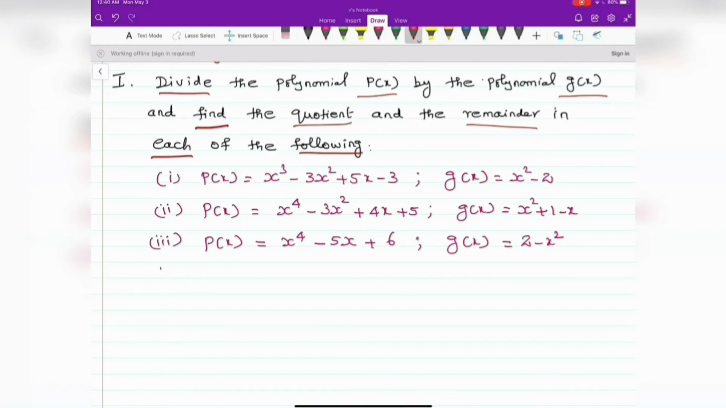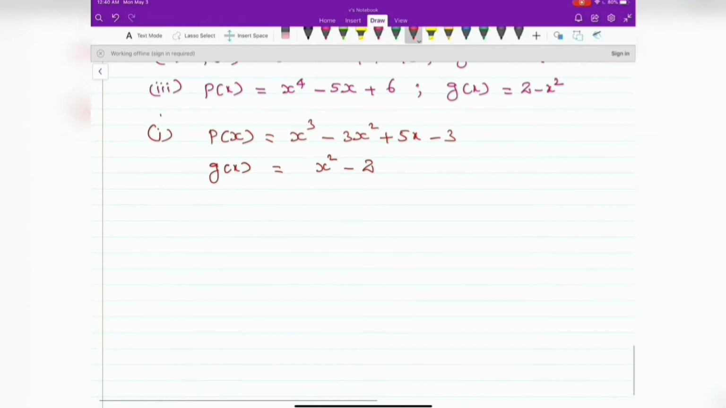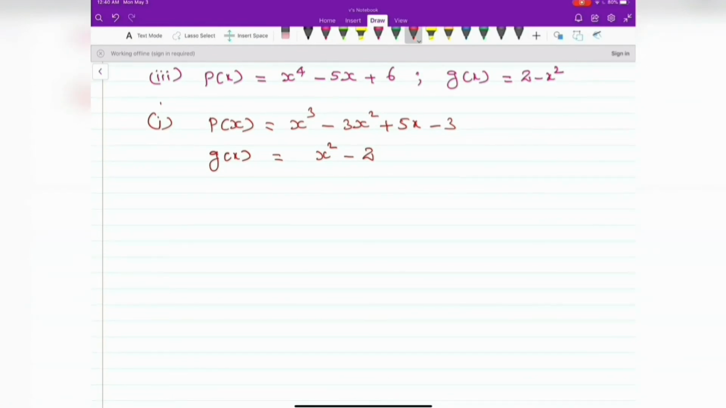First subdivision, p of x is given to you as x cube minus 3x square plus 5x minus 3, and g of x is x square minus 2. So, you have to divide p of x by g of x. So, you know that p of x is nothing but dividend and g of x is divisor. Okay, let's do it now.